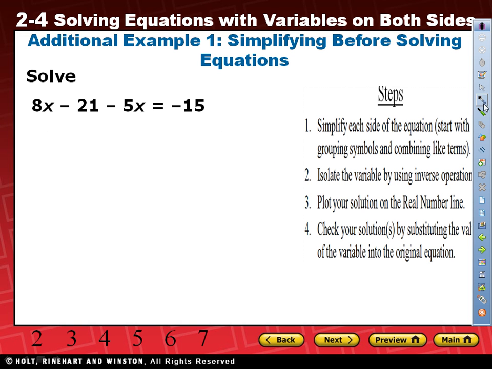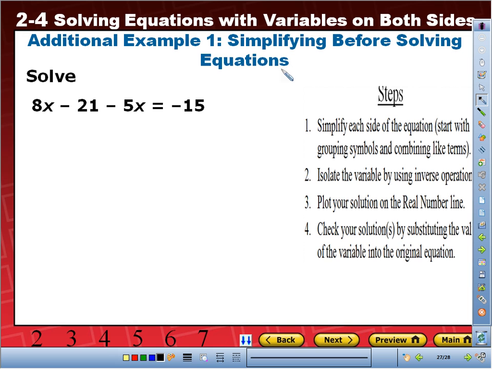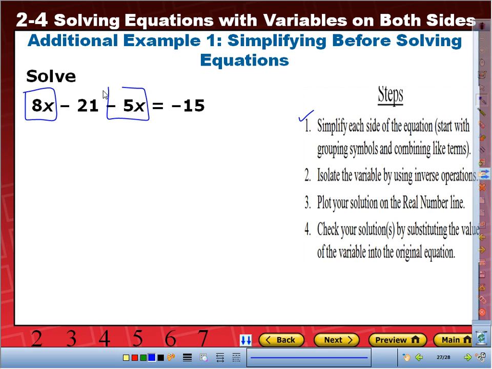Starting with this one. Let's do this one together, and we're going to start from the very beginning. What is my first step? Simplify. So let's read the step, and you have the notes right there next to you. Simplify each side of the equation starting with group symbols. Do we have any group symbols? It says, and combine like terms. Can we combine like terms on this side? Yes, the 8x and the negative 5x. What is 8x minus 5x? 3x. And then we bring the negative 21, the equal, and the negative 15 down.